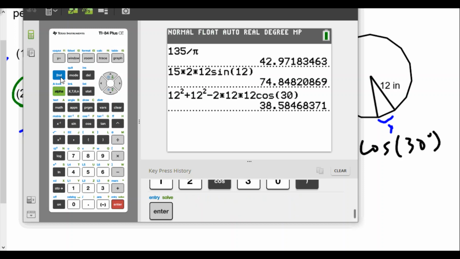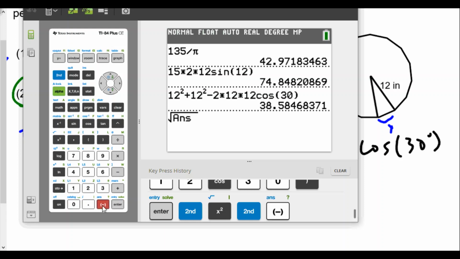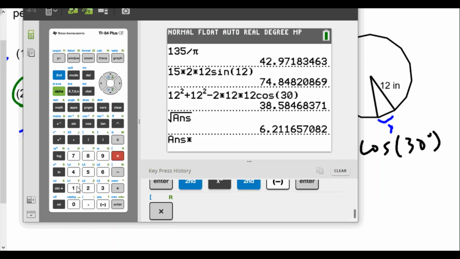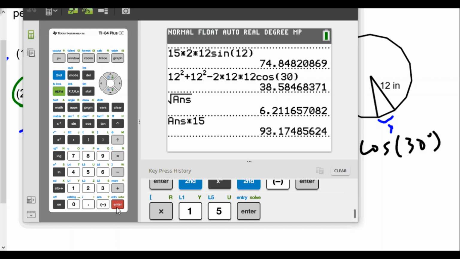We're going to take the square root of that, so second square root, and we can insert the answer by second negative symbol. Notice the negative symbol here. And we are able to use our calculator to take exactly what the calculator has stored and use that. So square root of that gives us 6.211657082. And then we're going to multiply that by 15 because there are 15 sides. And we'll notice that we get 93.